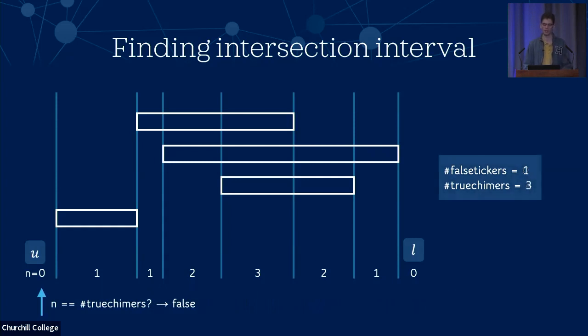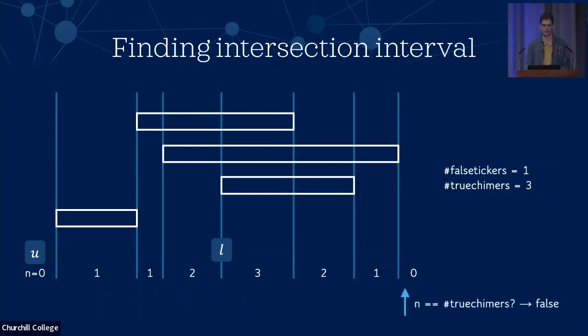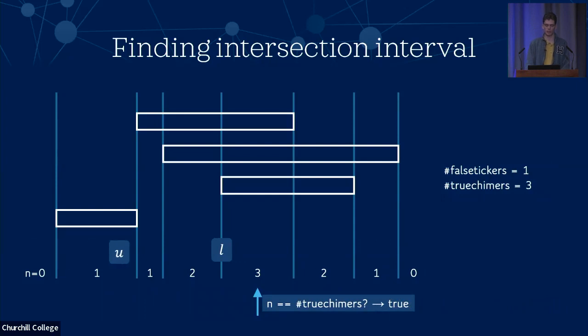This time, we're going to increase the number of false tickers, so we're going to try and find an overlap of 3 samples. Again, we scan from left to right, and this time we get to this point in the middle. The number of true chimers is equal to the number that we have overlapping at this point, so we set our lower bound marker at the point where we went from 2 to 3. We then scan from right to left to find the upper bound, and again we get to this point in the middle where we found the value we're looking for, so we set our upper bound marker there.